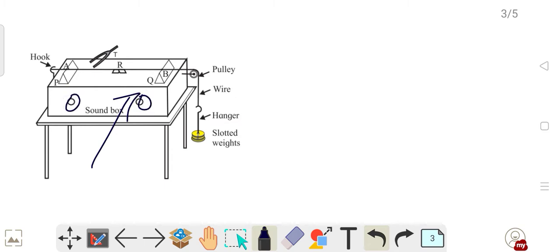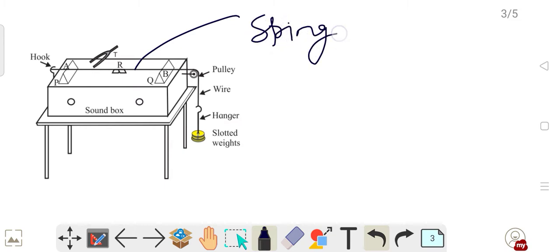This box is called the sound box. It is written here, this box is called the sound box. This sound box is used to make a large mass of air vibrate so that the sound produced by the vibrating string, this string you are seeing here, will get amplified because of this empty box. The same principle is actually used in violin and all.